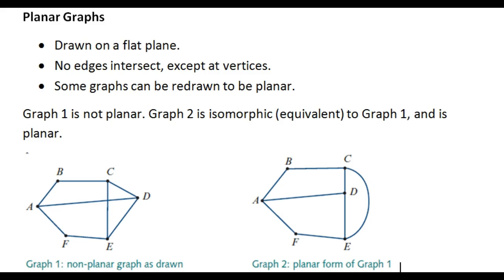Graph 1 below is not planar. You can see edge AD and CE intersect. Graph 2 is isomorphic to graph 1 and is planar. You can see that none of the edges now intersect. We have the same number of vertices and the same number of edges in each diagram.